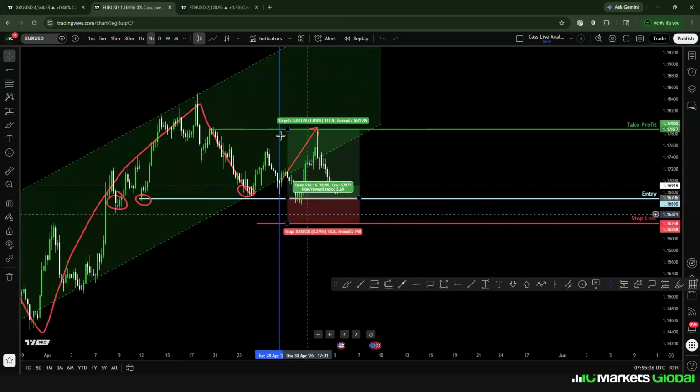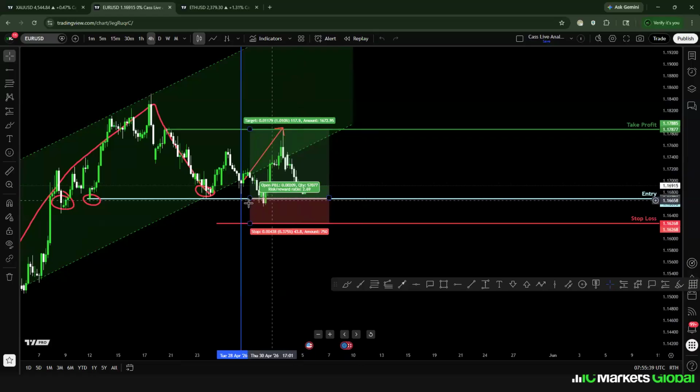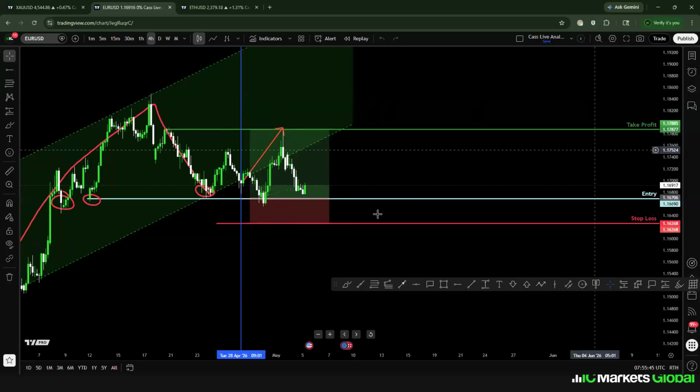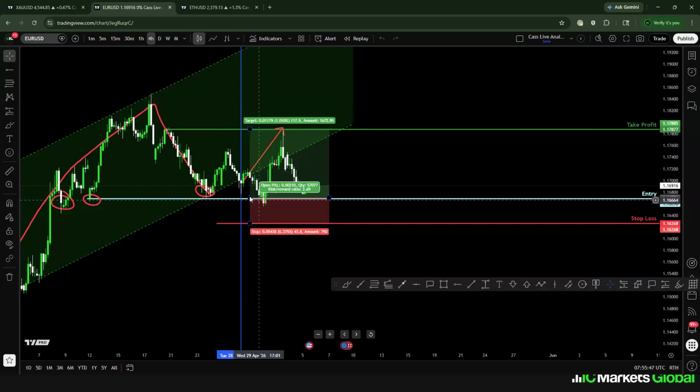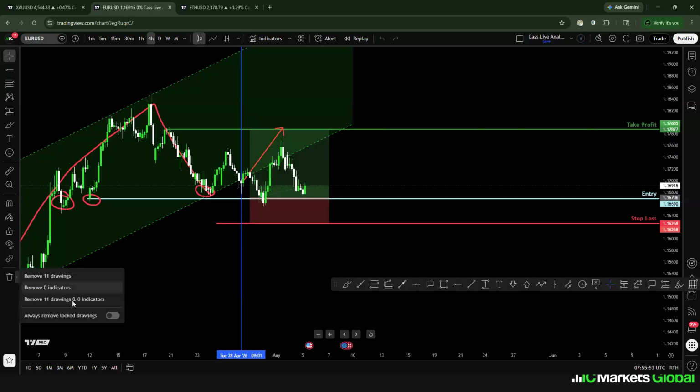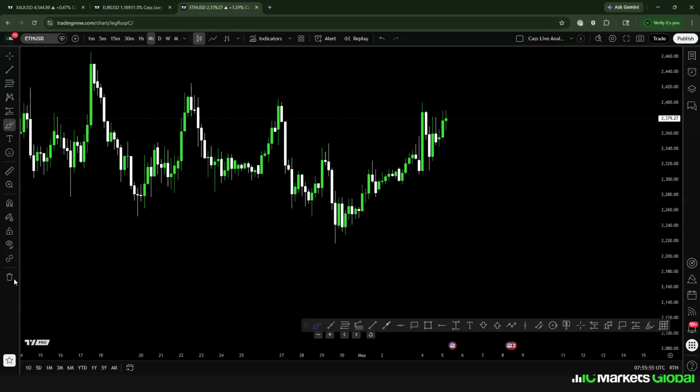Okay, so in this case, this would have been a way better trade. It would have hit the entry just nicely. It would have hit the take profit just nicely. So I would say directional bias was correct. The entry and stop loss could have been improved. Okay, so let's remove everything and then redo for today.